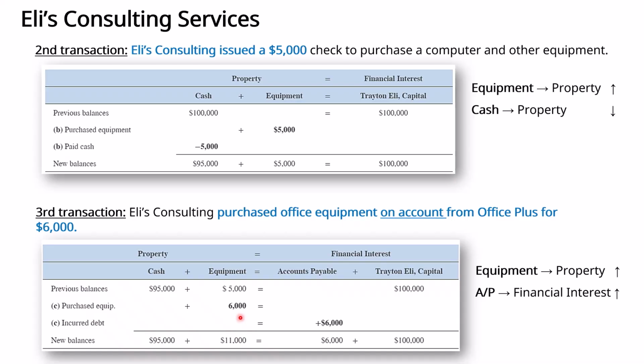Let's calculate our new balance. $95,000 in cash and $11,000 in equipment equals a total of $106,000 in property. And the financial interest side shows accounts payable of $6,000 and capital of $100,000 for a total of $106,000 of financial interest. So do both sides of the equation balance? Yes, they do.